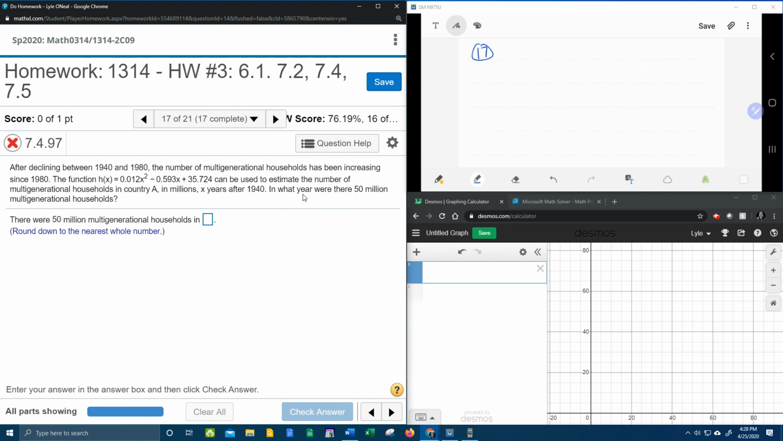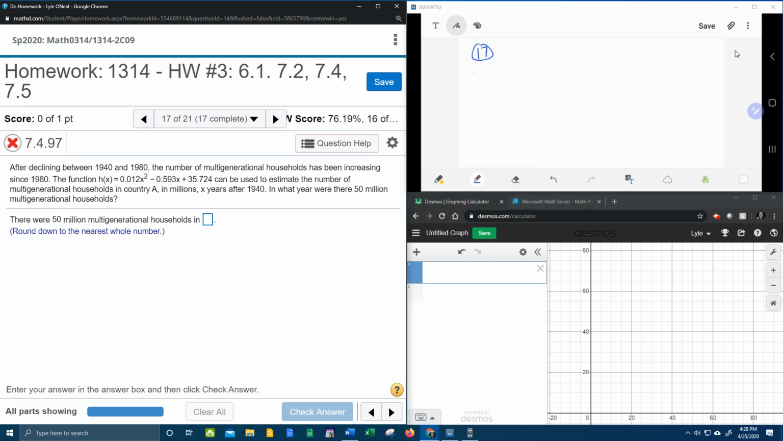It says in what year? That means we're looking for x. In what year were there 50 million multi-generational households? That 50 is the amount of households, which is h of x. And so up here on the screen, we're going to show how to set that up.